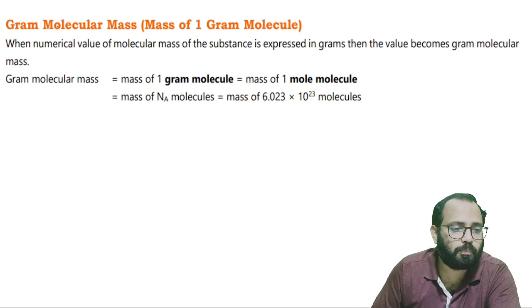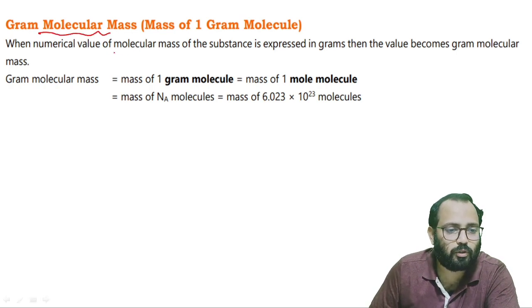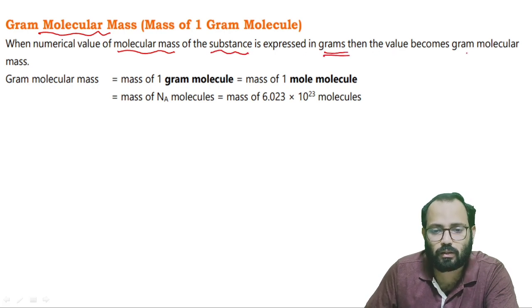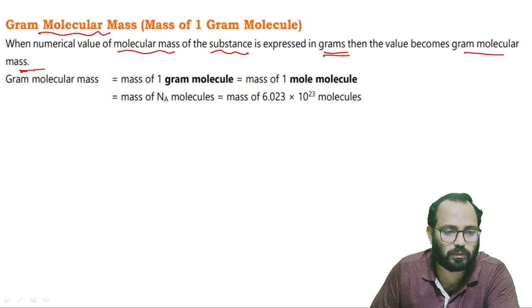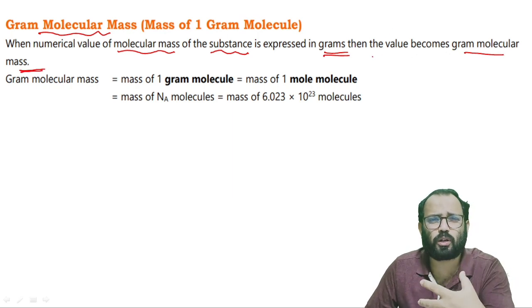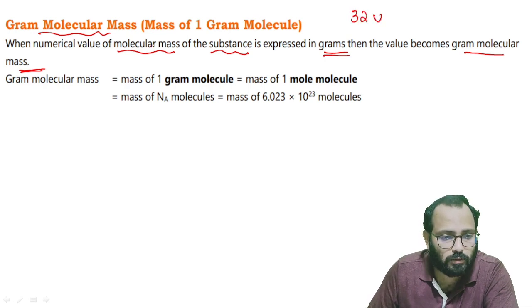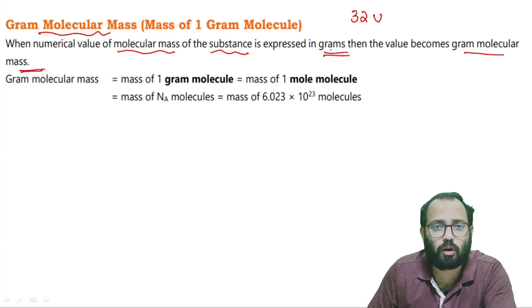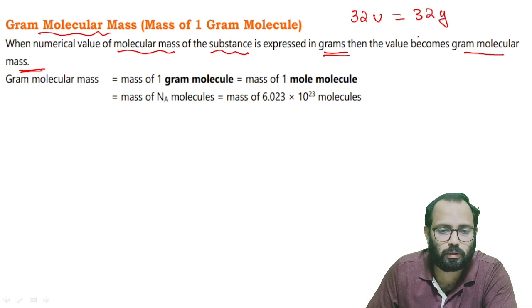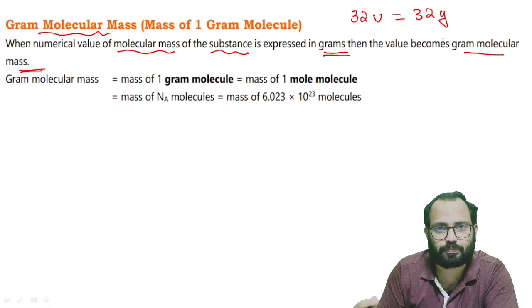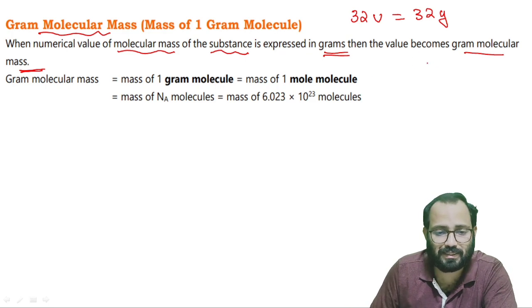In a similar way we can go with the gram molecular mass. When the numerical value of molecular mass of a substance is expressed in grams, then the value becomes gram molecular mass. Let's say again, if you talk about the oxygen molecule, what is the mass of an oxygen molecule? You can write 32 u. This is the molecular mass of an oxygen molecule. Now if I write it in grams, this is going to be the mass of 1 gram molecule of oxygen. That is molecular mass expressed in gram.